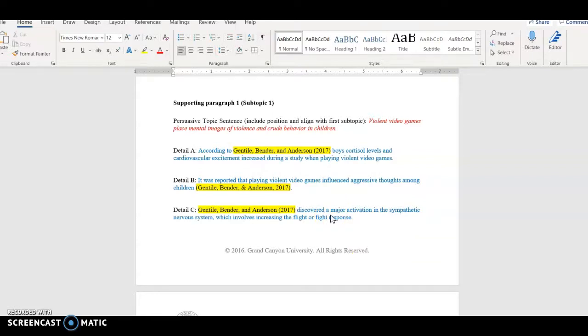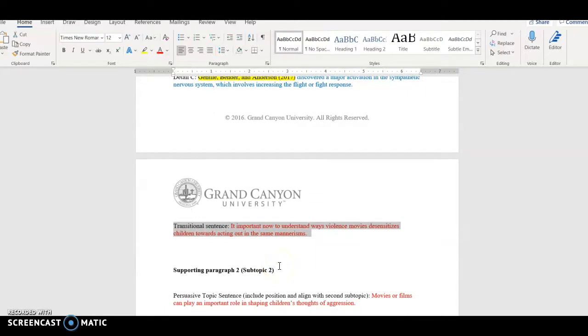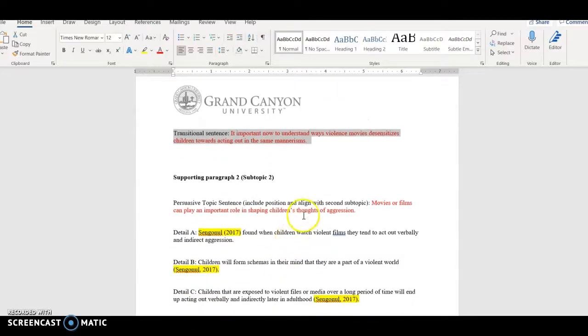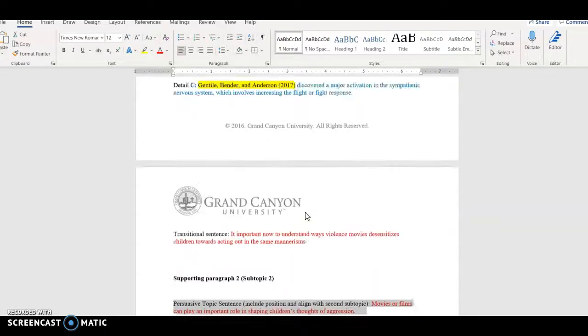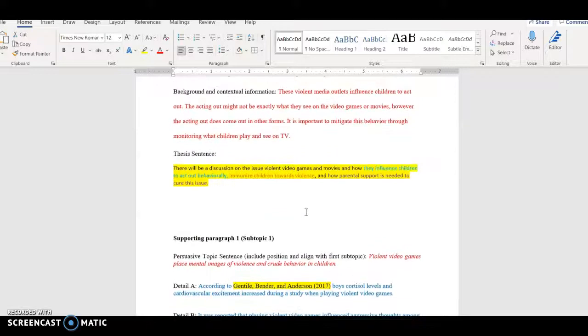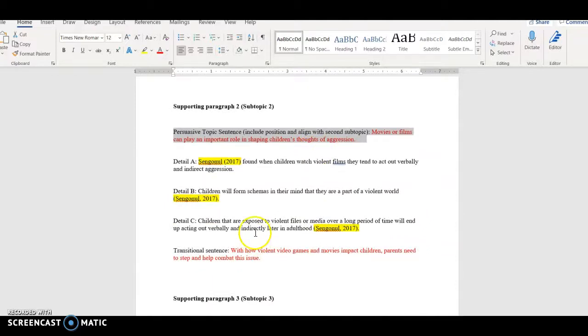Okay, and then in each supporting paragraph, you'll have a transition statement like this one. "It is important now to understand ways violent movies desensitize children towards acting out in the same mannerisms." So now I'm going to go into this other subtopic of how they give the thoughts, the mental images of aggression. Because you remember back up here in my thesis statement, it's going to immunize children towards violence. Now I'm going to use the movie part to actually talk about how it gives desensitization towards it.